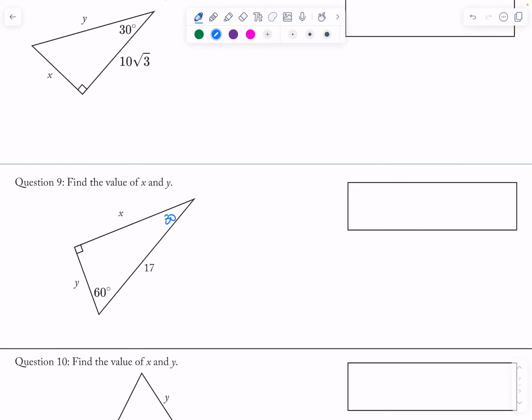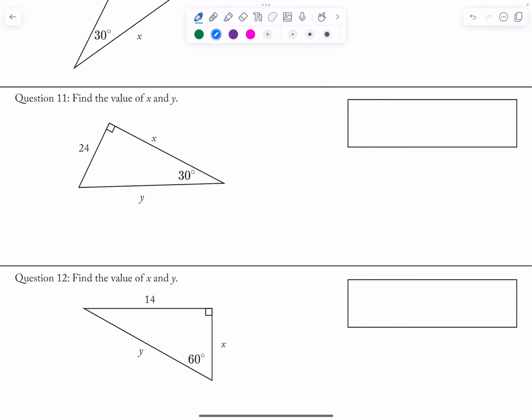Again, here's my 30-degree angle measurement. My y is really my hypotenuse divided by 2. So y is equal to 17 over 2. So then my x is the same thing as my side length of 17 over 2 times root 3. So x is equal to 17 root 3 over 2.